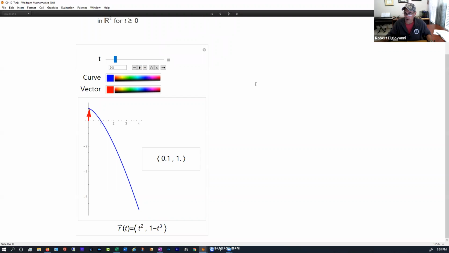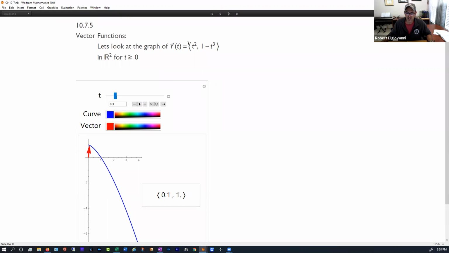All right, let's move on. Any questions? This was just a random function I came up with. I could have come up with anything. You can put anything you want in here for these component functions, anything.